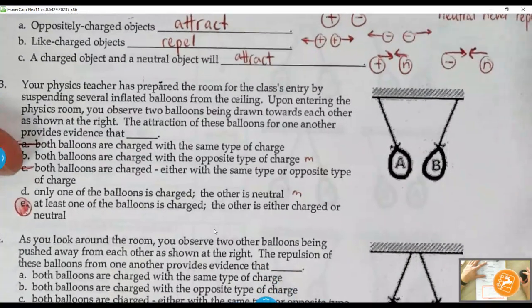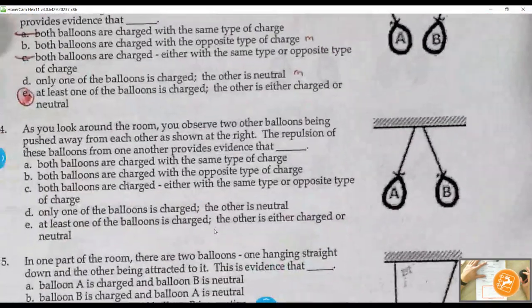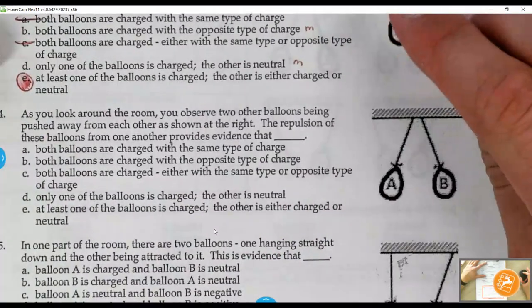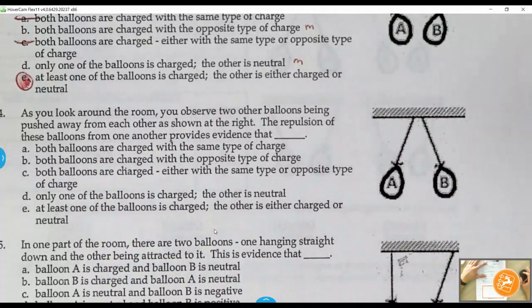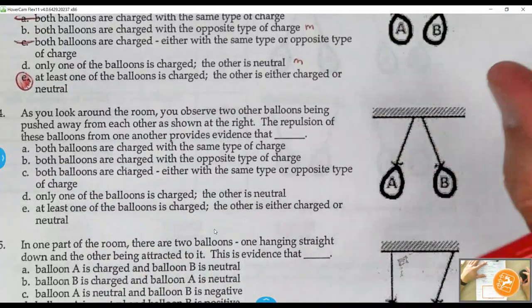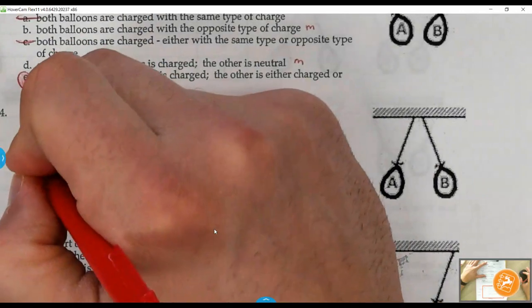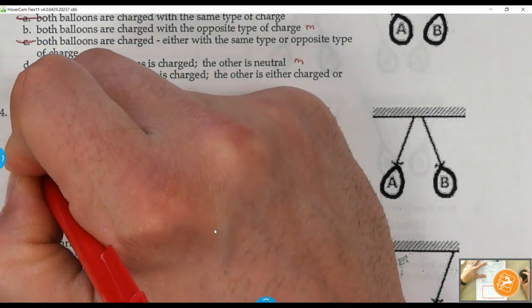As you look around the room, you observe two balloons splitting apart or repelling. Only one option. They have to have the same charge. Very good. And that would be letter A.